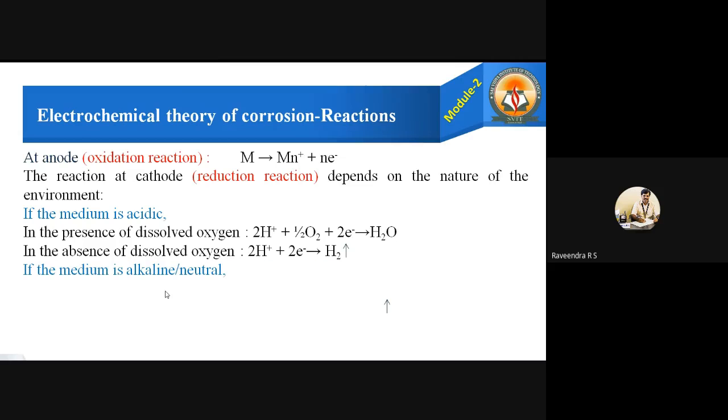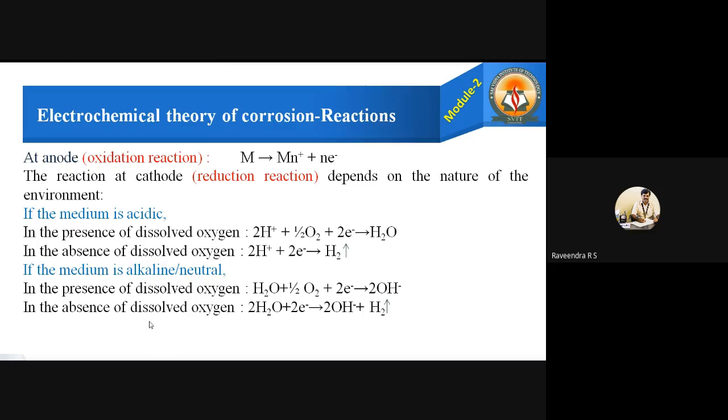Similarly, if the medium is alkaline or neutral, in the presence of dissolved oxygen, hydroxide ions are formed. How? Water molecules combine with half O2 and 2 electrons to give 2 OH minus ions. In a similar way, in the absence of dissolved oxygen, water molecules combine with 2 electrons to give 2 OH minus ions, and again hydrogen gas is released. We can observe clearly that in the absence of dissolved oxygen, in both the acidic and neutral conditions, hydrogen gas is liberated. This is the acidic medium in the absence of dissolved oxygen. This is the alkaline or neutral medium in the absence of dissolved oxygen. What is here? Hydrogen. That means hydrogen gas is released at the cathode if the medium is acidic, alkaline or neutral in the absence of dissolved oxygen.